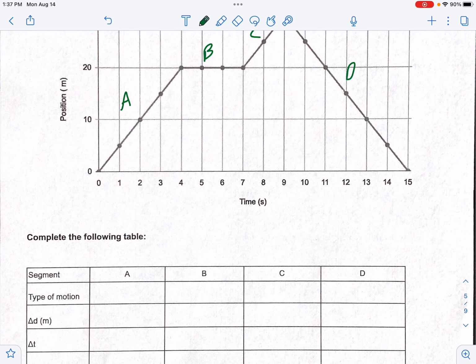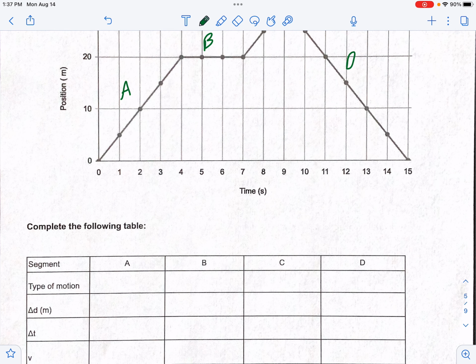So line A, I would want to know what type of motion is line A. Well, if I look, my velocity is going diagonally upward at a constant rate. So that is going to be constant positive, or forward. Now, displacement, this little triangle d means I'm looking for displacement. That means I'm looking for my final position minus my initial position.